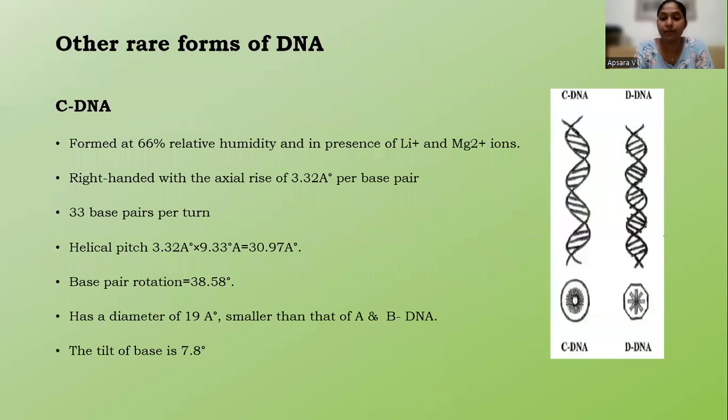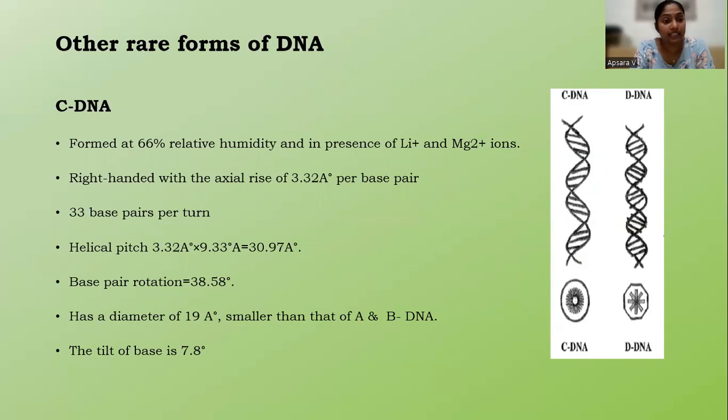Now, apart from A form, B form, and Z form, there are other rare forms of DNA. Let us try to learn about them in brief. First one is the cDNA. The cDNA is formed at 66% relative humidity and in the presence of lithium and magnesium ions. Again, this is right-handed with an axial rise of 3.32 angstrom per base pair.